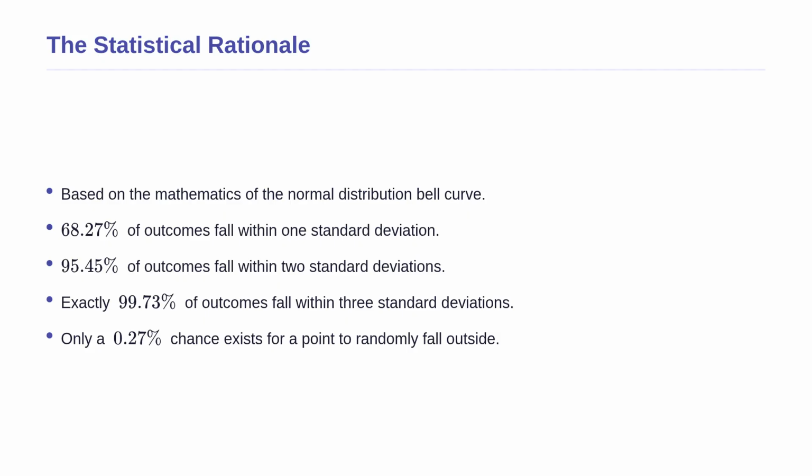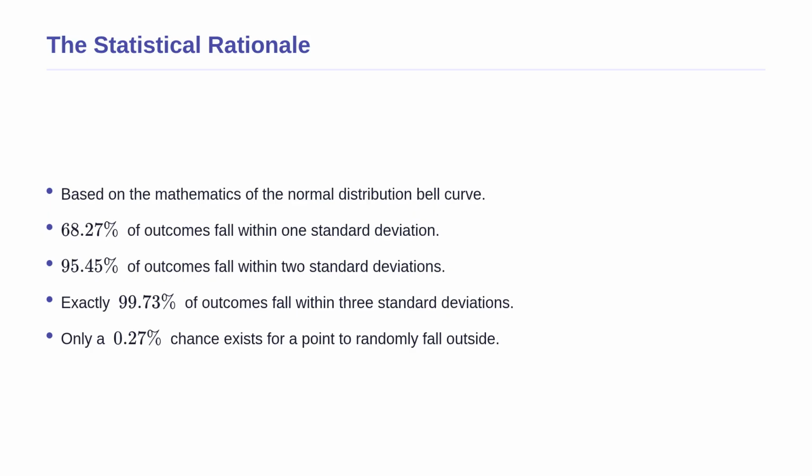This brings us to an important question. Why do we specifically choose the number 3 for our boundaries? The answer lies in the mathematics of the normal distribution, the famous bell-shaped curve. According to the empirical rule of statistics, if a process follows this curve, about 68.27% of outcomes fall within one standard deviation of the mean.